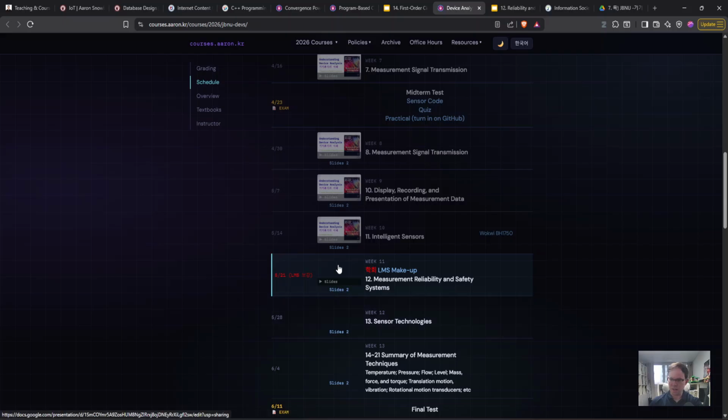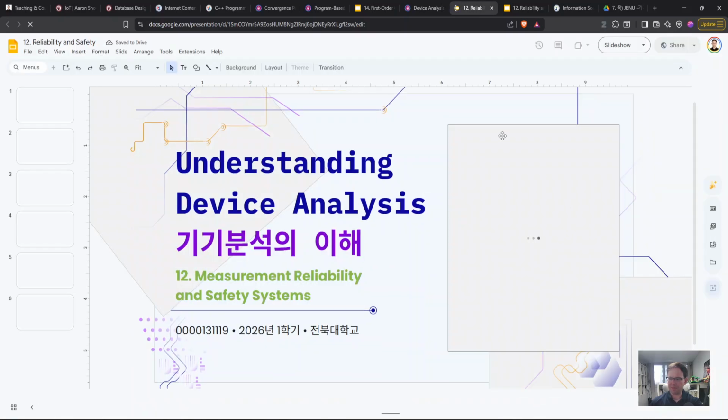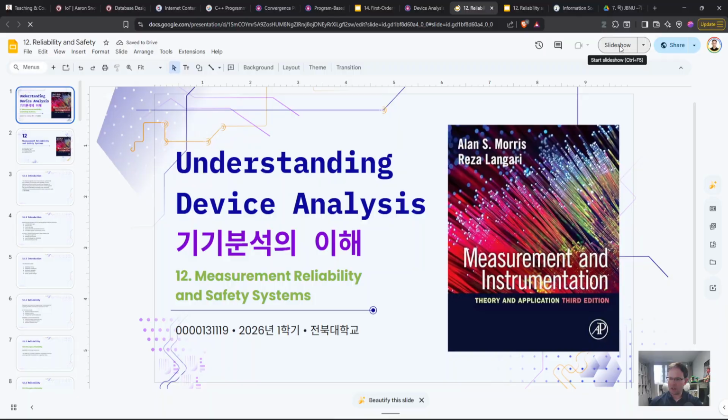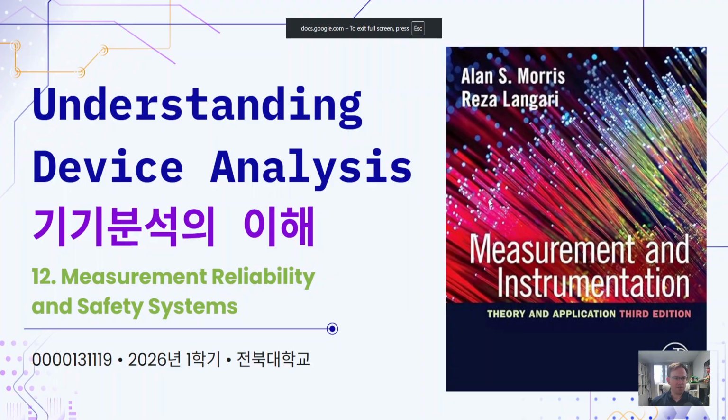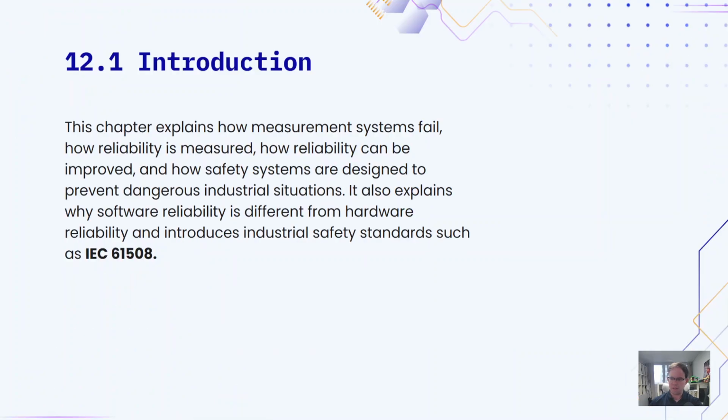So let's just take a look at the LMS makeup slides really quick. This is understanding device analysis from a software, digital perspective kind of thing. Anyway, chapter 12, measurement, reliability, and safety systems. In here, we'll talk about reliability first, safety systems second, and then there's a nice summary. There's a lot of subsections, so let's take it slow or fast, not sure yet.